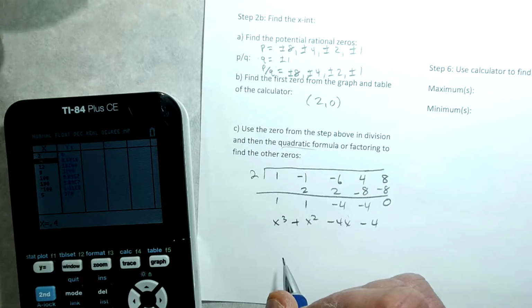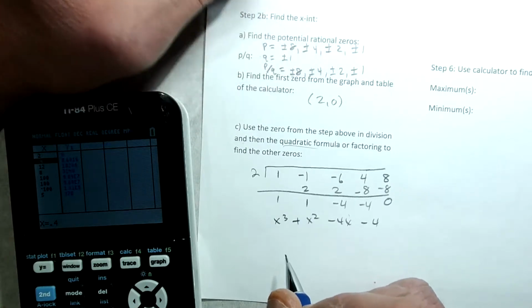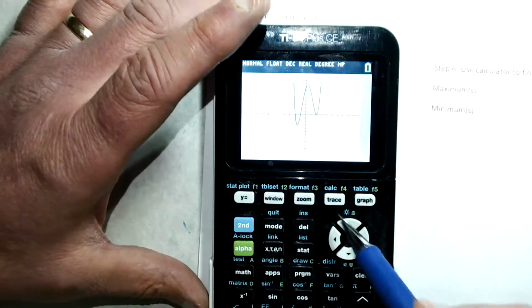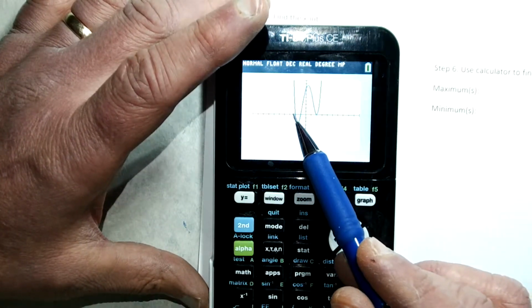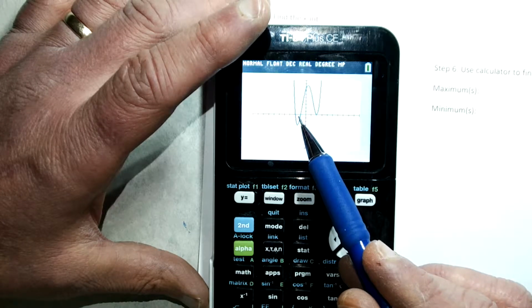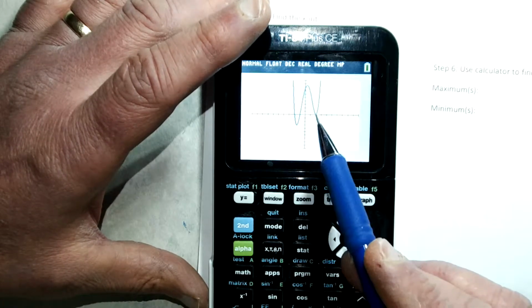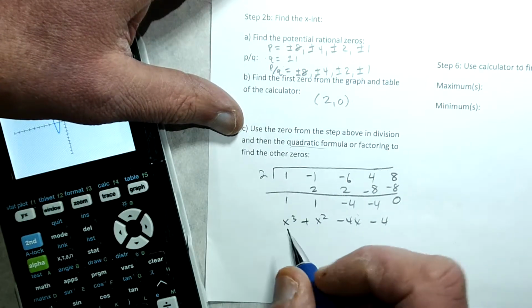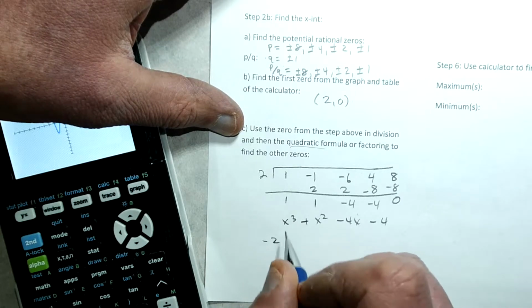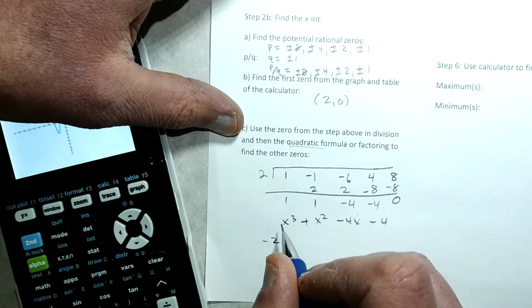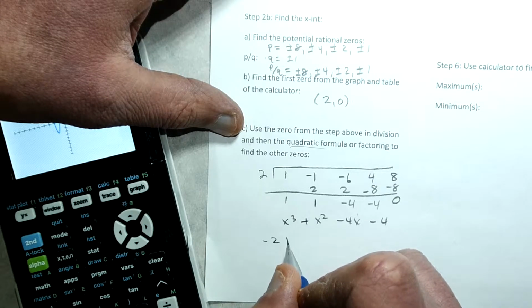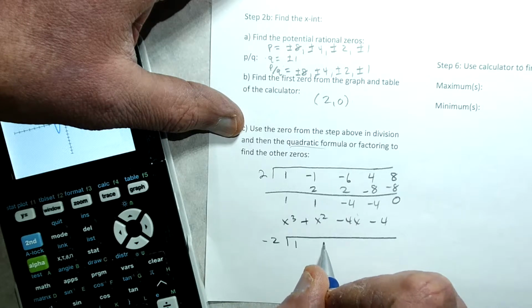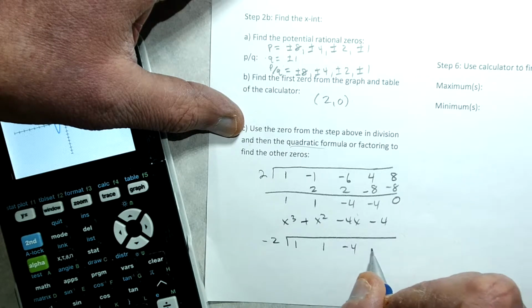So I'm going to go ahead and take one of my other zeros that I had off of the graph and take a look here. One of the other zeros that I had was not only at negative 2, but also at negative 1. And so I could take one of those zeros, I could say negative 2, and that should divide into here also. So let's see. So this would give me 1, 1, negative 4, negative 4.